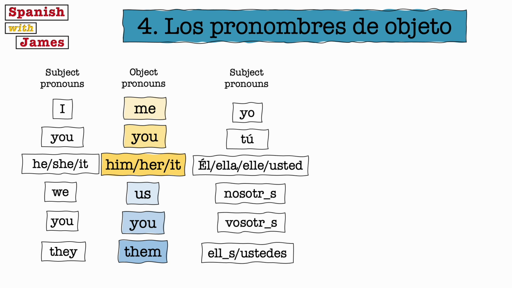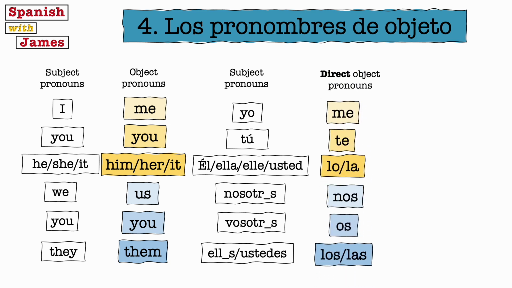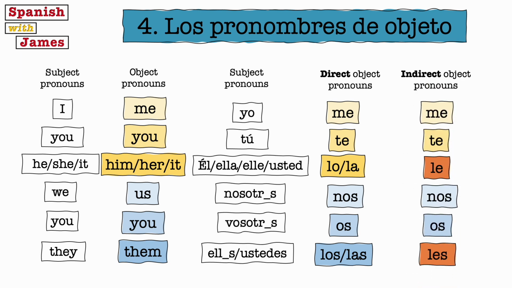which are me, te, lo or la, which depends on whether the person or the noun we're talking about is masculine or feminine. Nos, os, and los or las, again for the person or the people or the noun, the plural nouns that we're replacing. If they're indirect object pronouns, they're pretty much the same, so that's good news. There's less to learn here. The only ones are the third person singular and third person plural, which go to le and les.